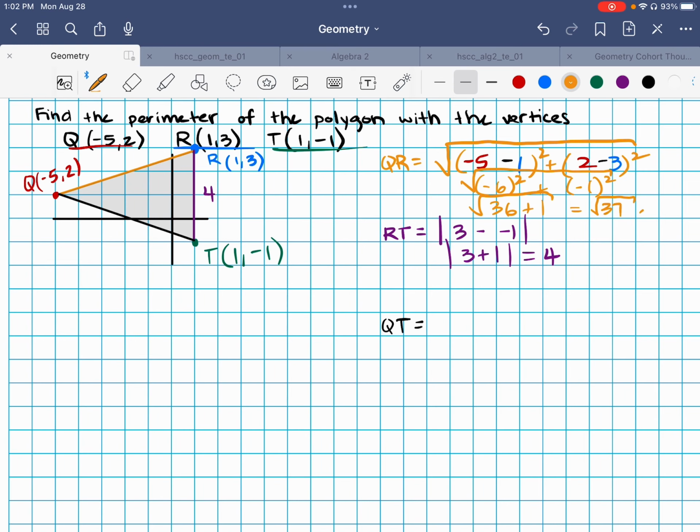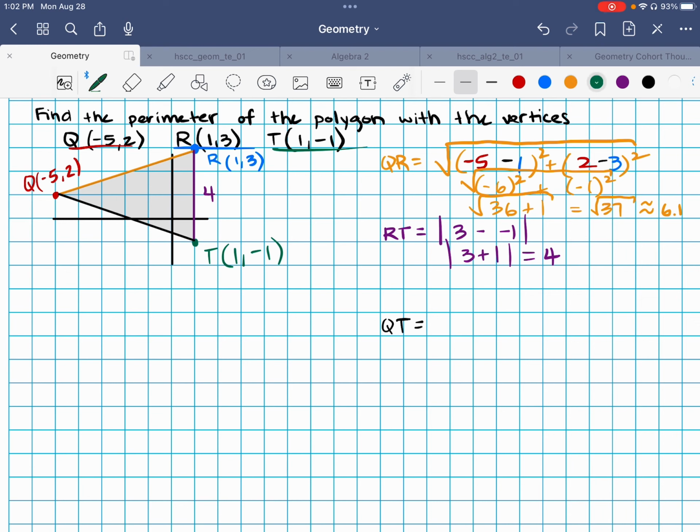Now we're going to approximate that. This is a little bit more than 6, but it's less than 7. So I'm going to estimate approximately 6.1. It might be a little bit more, it might be a little bit less, but that's what I'm going to approximate it as, 6.1. Not exactly 6, because the square root of 36 is 6.